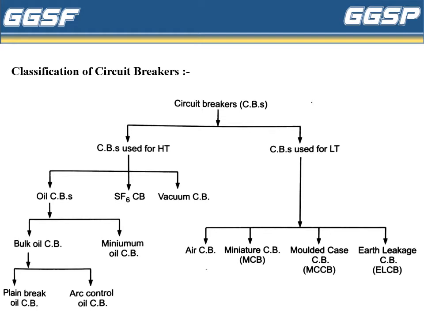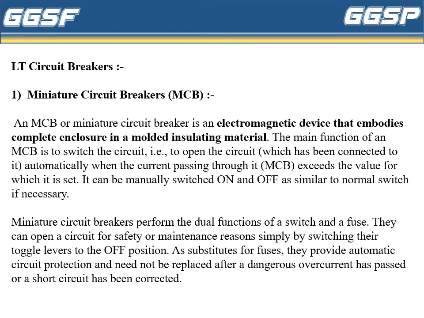In the LT type of circuit breakers, there are four classifications: air circuit breaker, miniature circuit breaker, molded case circuit breaker, and earth leakage circuit breaker. Among the LT type circuit breakers, the first type is the miniature circuit breaker, that is MCB.